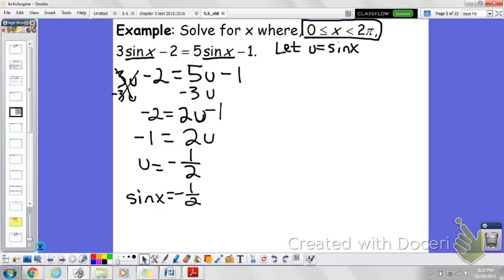So if we look at our unit circle looking for negative 1 half in the y position, we have negative 1 half in the y position at 7 pi over 6. And we also have negative 1 half in the y position at 11 pi over 6. So our final solution is x equals 7 pi over 6 and 11 pi over 6.